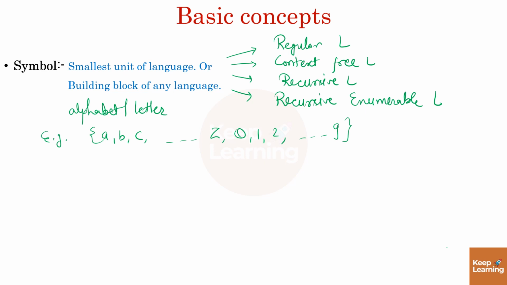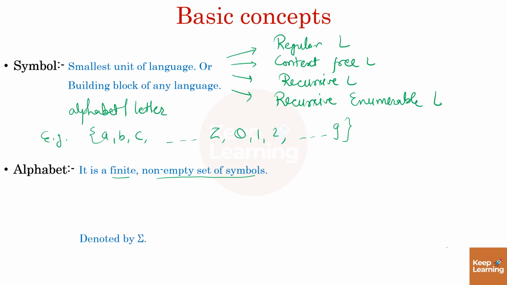Next concept is alphabet. So alphabet is a finite and non-empty set of symbols. For example, alphabet is denoted with the help of sigma, and if sigma is given to you AB, it means you can generate all the strings that are made up of A and B. If sigma is given to you as A, B, C, it means you can generate all the strings that are made up of A, B, C.